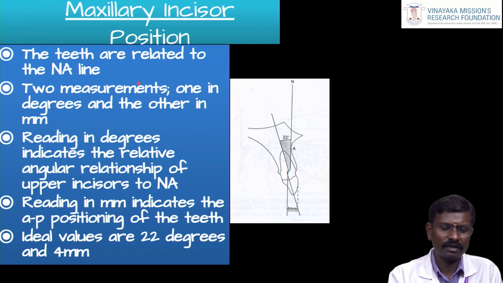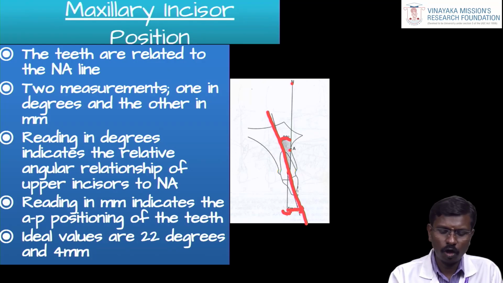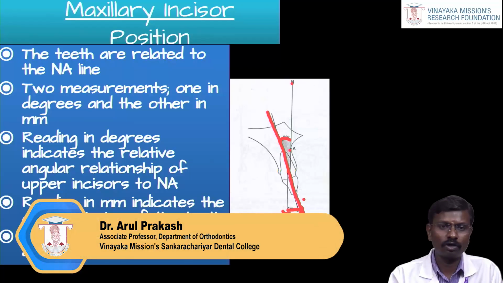So the maxillary position, here the teeth are related to the NA line. The line joining point N and A is called the NA line. And the next line we are going to draw along the long axis of the central incisor. So this angle we have to measure. The normal reading is 22 degrees. Here we will see 2 things. One is an angular measurement and one is a linear measurement. Between these 2 lines, how many millimeters are there? That also we will take.